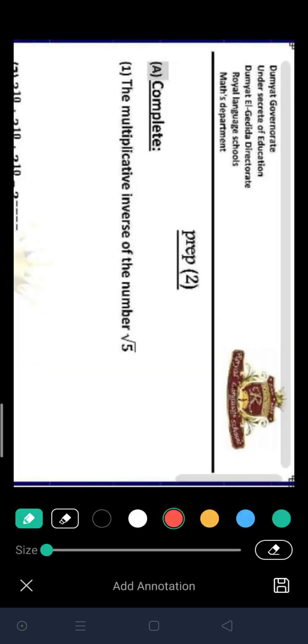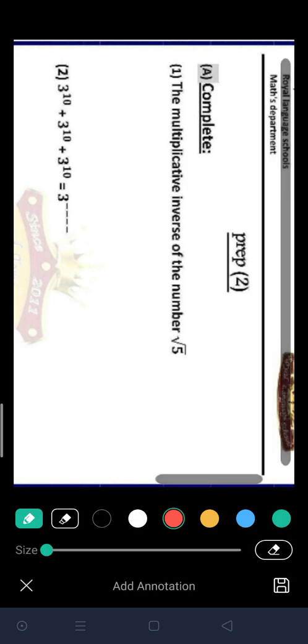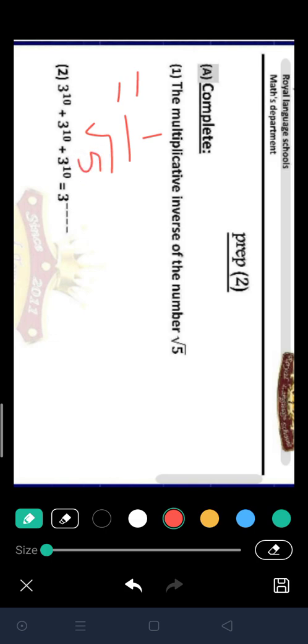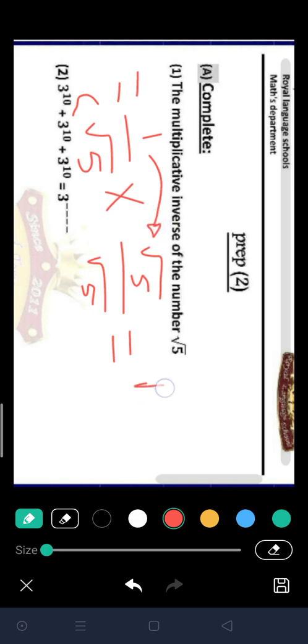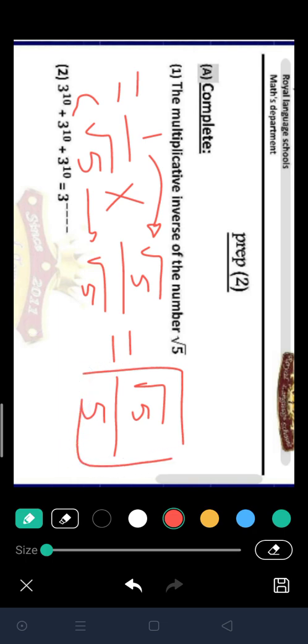Example A, complete. Number 1. The multiplicative inverse of the number root 5 equals what? Equals 1 over root 5. And we can make the denominator without root by multiplying the numerator and the denominator by root 5. So 1 times root 5 equals root 5, and also root 5 times root 5 equals 5. So the result is root 5 over 5.